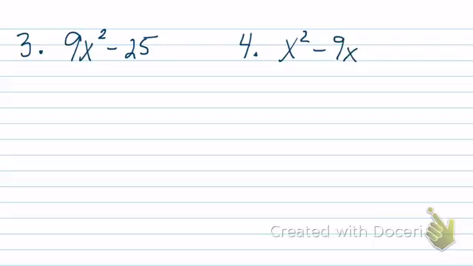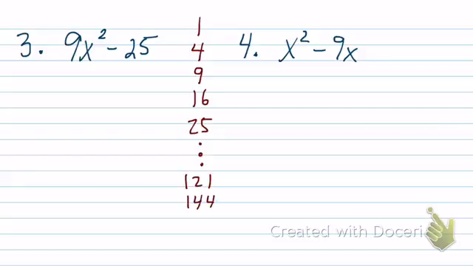Now I hope when you see these two problems, there's a little red light going off in your brain that says, hey, differences of squares, or we have some squares here. Remember, these are numbers that are equal to some number squared, like 1 is 1 squared, 4 is 2 squared, all the way up to 144, which is 12 squared. So we do have in number 3 a difference of squares.